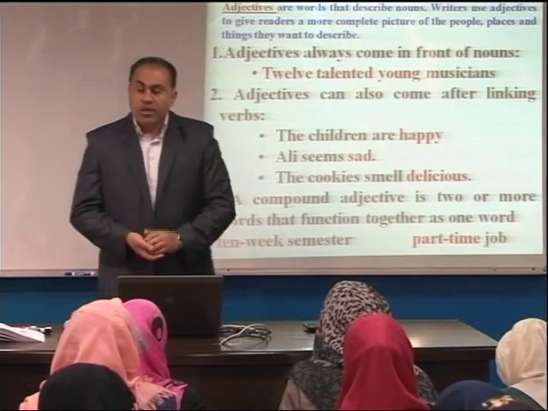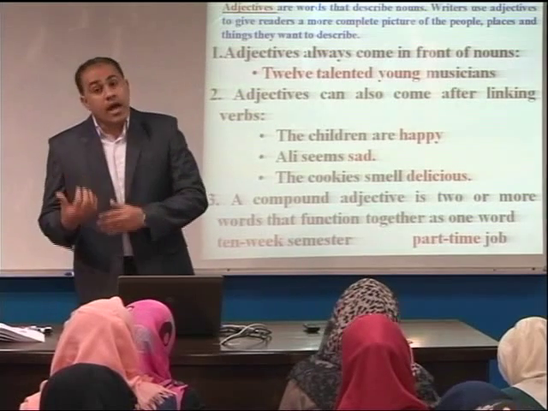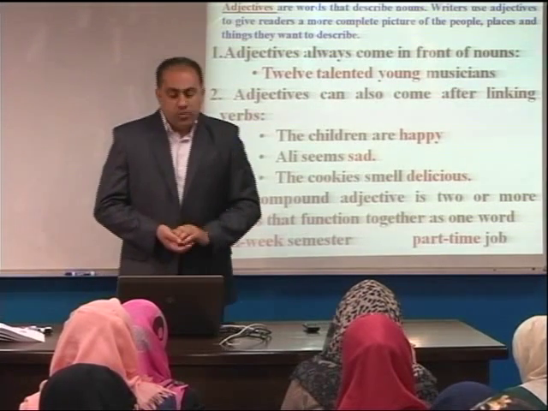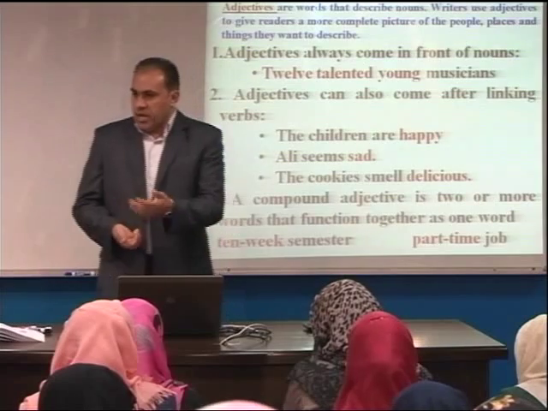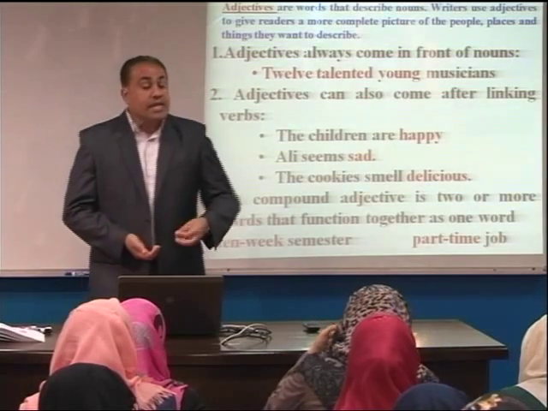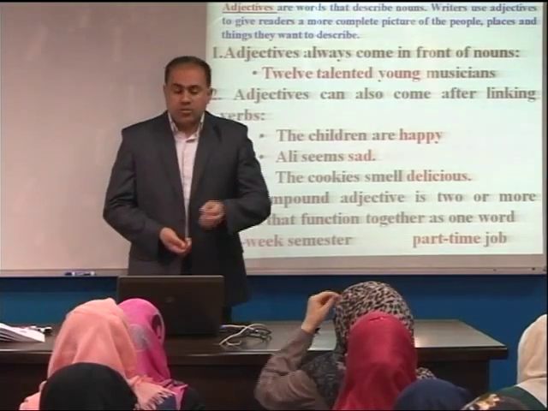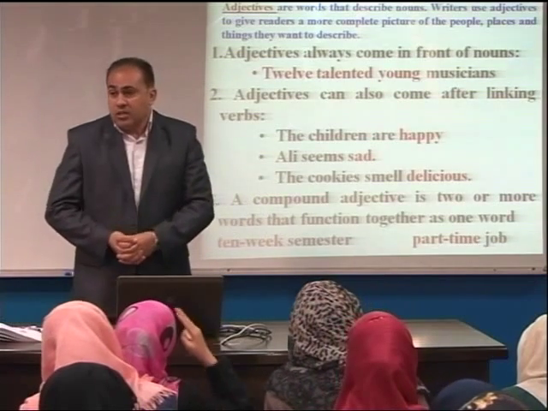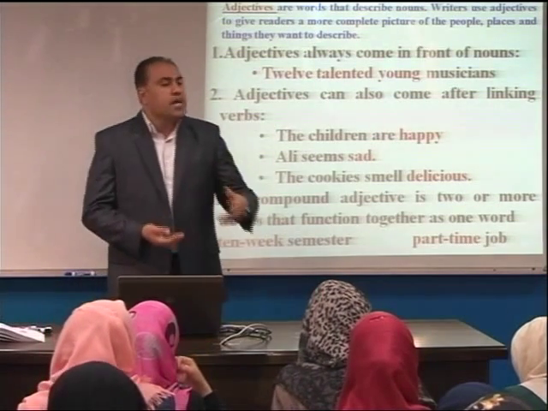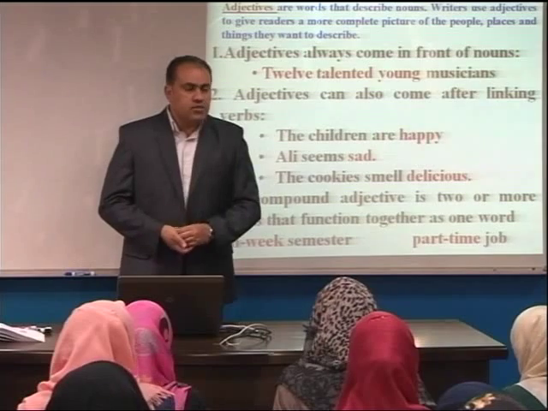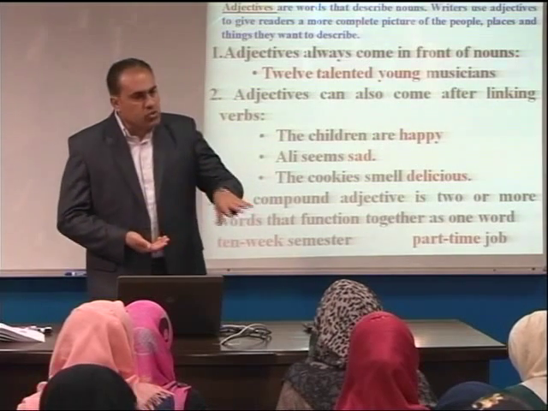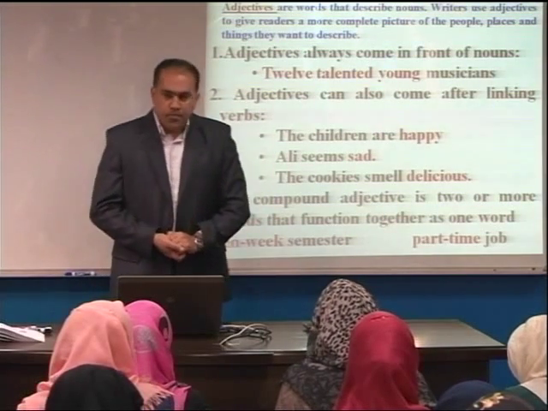For example, the children are happy. Now, happy is an adjective which comes after the linking verb are. Or Ali seems sad. Or the cookies smell delicious. So delicious, sad, happy are called adjectives because clearly they describe the nouns and they come after linking verbs.